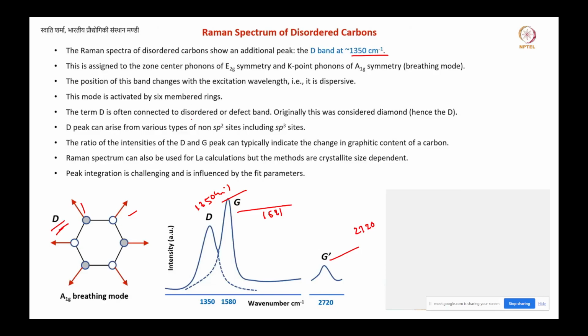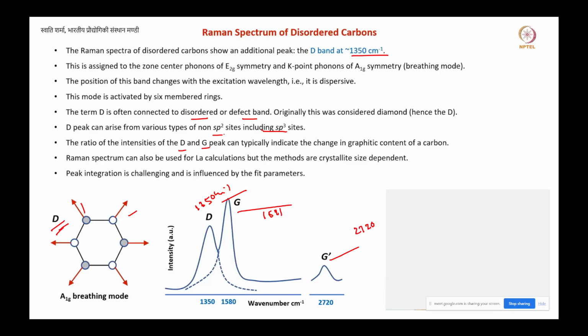The term D is often connected to disorder. D means disorder or defect band. Originally this was considered diamond, hence D. The D peak can arise from various types of non-sp2 sites including sp3 sites. The ratio of the intensities of the D and the G peak can typically indicate the change in the graphitic content of the carbon. So this will give you the graphitic content of your carbon, whether your graphite is pure or not pure and what is its content.